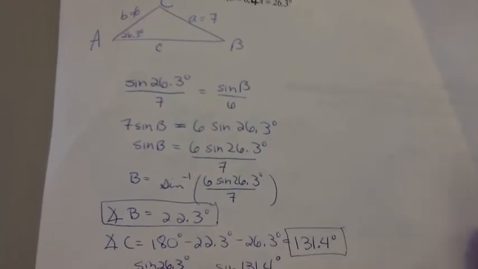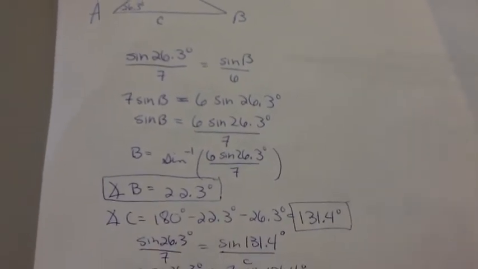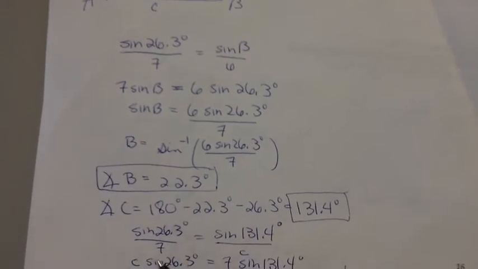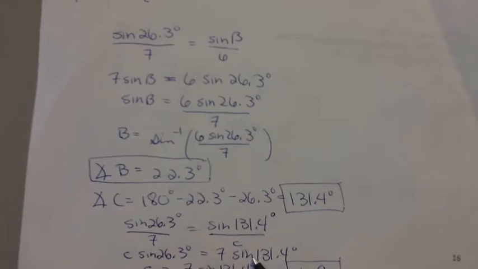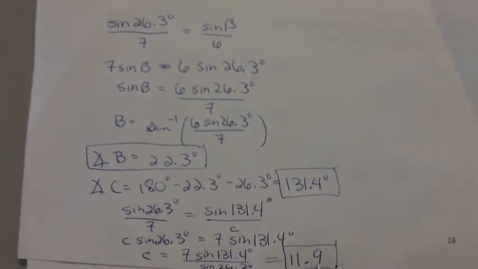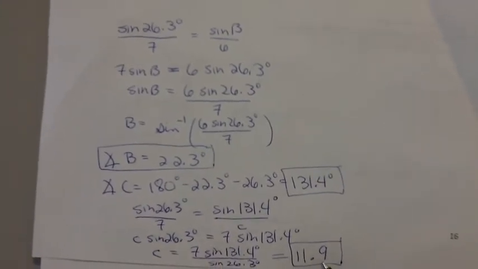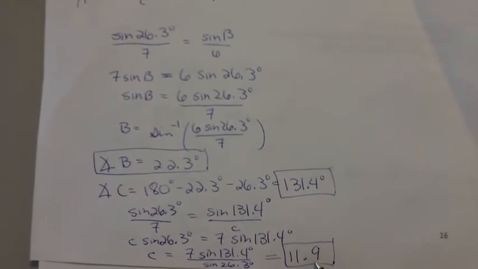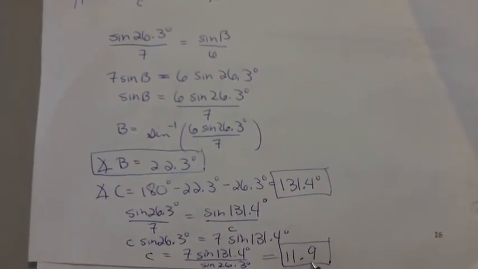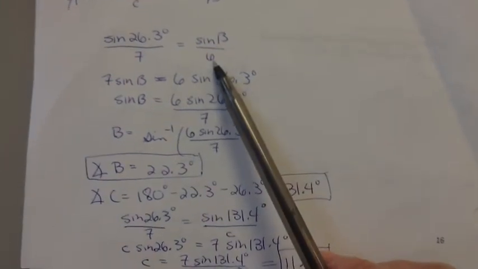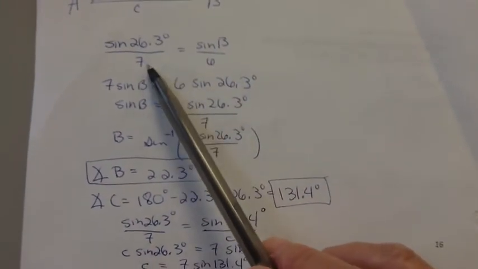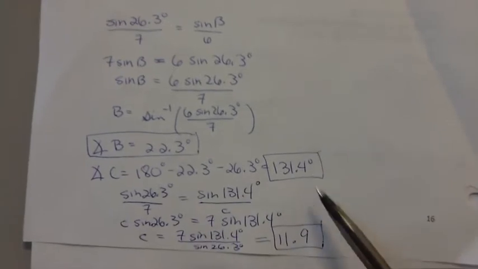Based on that, I can then use the law of sines, set up sine A over a equals sine C over c, cross multiply, solve for c, and I get 11.9. A good check: the smallest angle should have the smallest side. So if I look, the smallest angle does have the smallest side, the next angle has the next side, and the largest angle has the largest side.